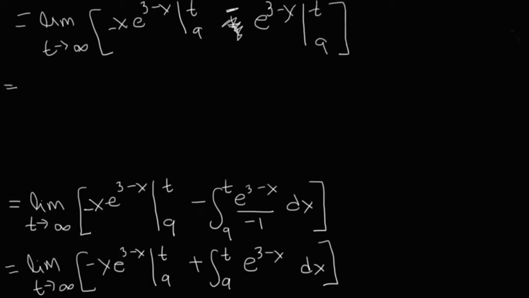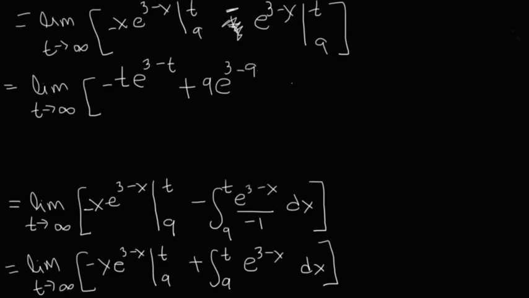All right, so now I'm going to evaluate my integral, plugging in the bounds, and then take the limit. So plugging in t, I get negative t e to the 3 minus t, and then plus, remember that it's a minus, but there's a double minus there. And this is going to be 9e to the 3 minus 9. And then minus, I'm going to put this part in brackets. I get e to the 3 minus t, and then minus e to the 3 minus 9.